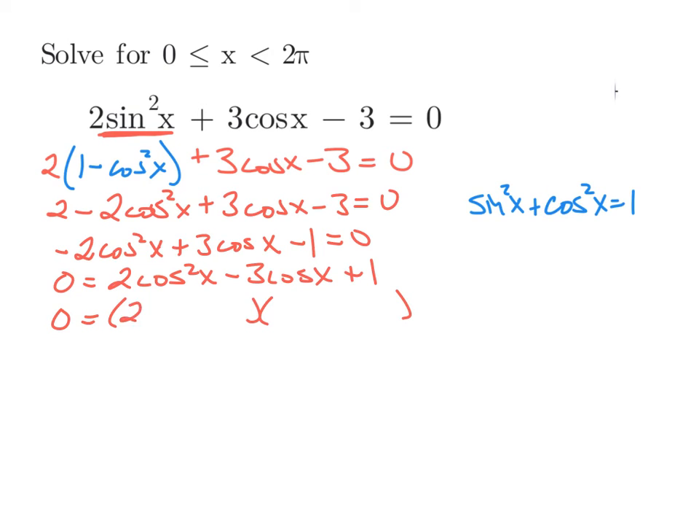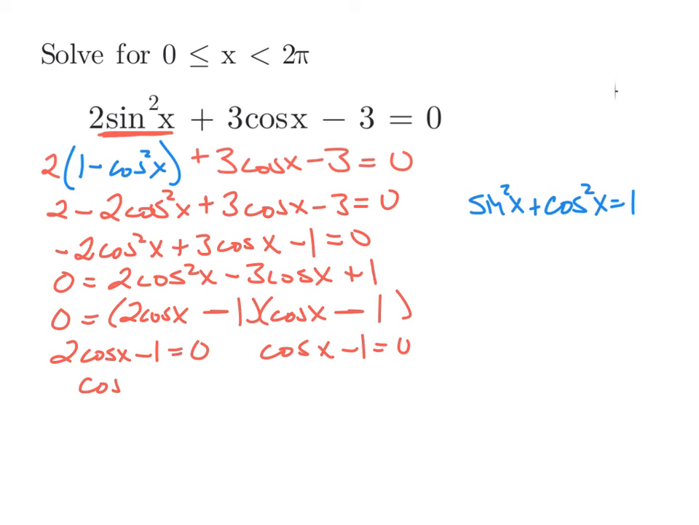Factoring 2 cosine squared would be 2 cosine and cosine. We factor 1 into 1 and 1. And if I want a negative 3 cosine, I would need negative 2 cosine minus 1 cosine. Now I got the product of 2 factors that equals 0. So either my first factor equals 0 or the second factor equals 0, which means cosine would have to equal 1/2, or cosine would have to be 1.